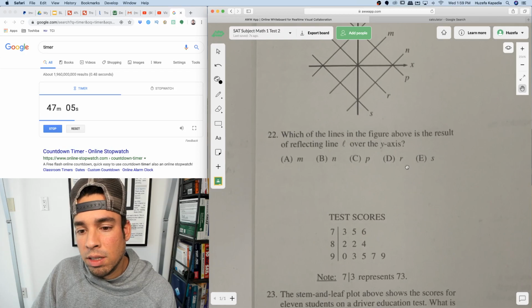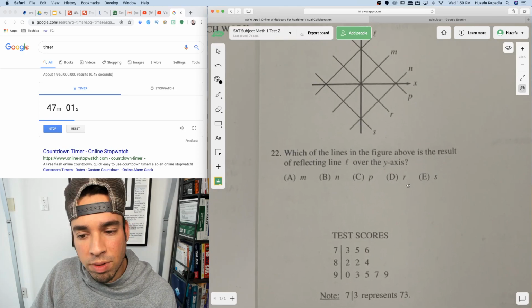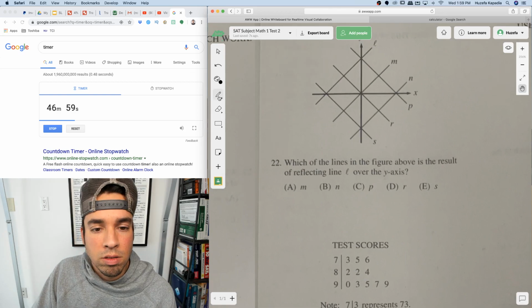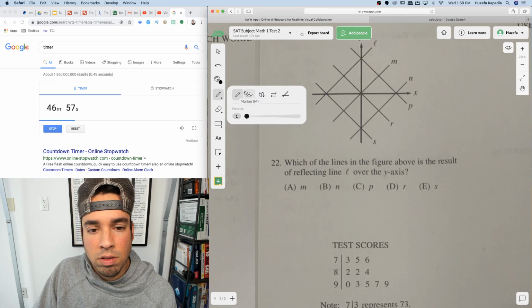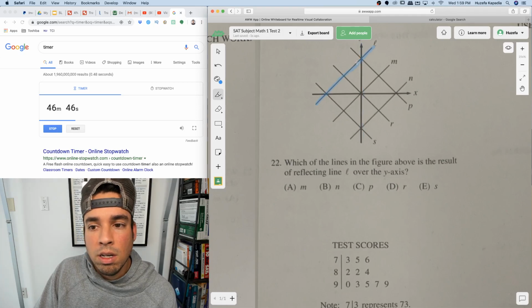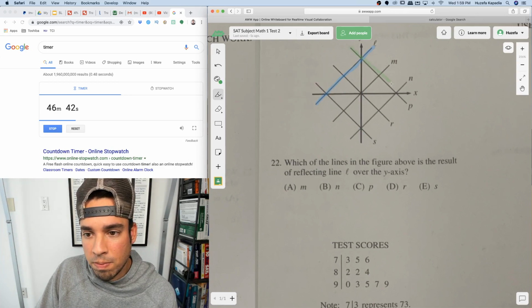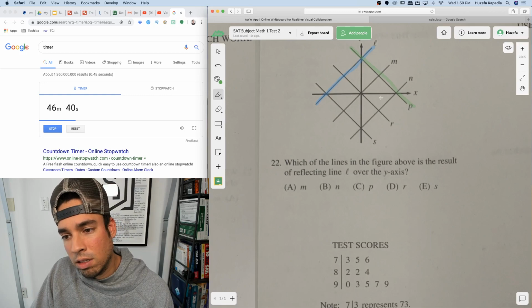Next, which of the lines in the figure above is the result of reflecting line L over the y-axis? All right, so this is line L. I'm going to highlight it so you can see what I'm doing here. Let's do it in blue. This is line L. If we reflect it across the y-axis, it's literally going to flip this way. And that's it. It's line P.